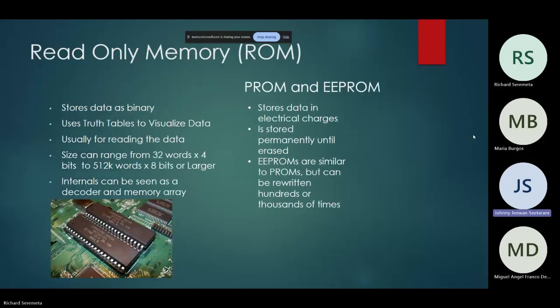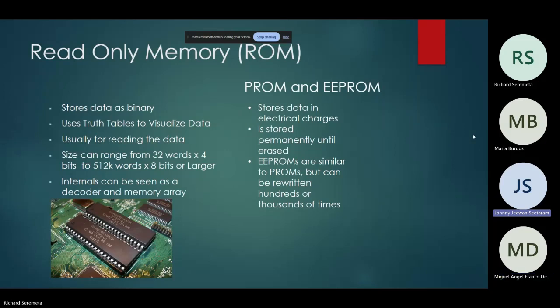Read-only memory, or ROM, are digital programmable devices that store data as binary. They consist of interconnected semiconductor arrays, and they store binary data that can be read but require specific operating conditions to change said data. They use truth tables to visualize the data, and the output of a ROM is known as a word. The size of commercial ROMs can range from 32 words by 4 bits to 512K words by 8 bits, or some of them even being larger. The internal of a ROM can be seen as a decoder and a memory array.